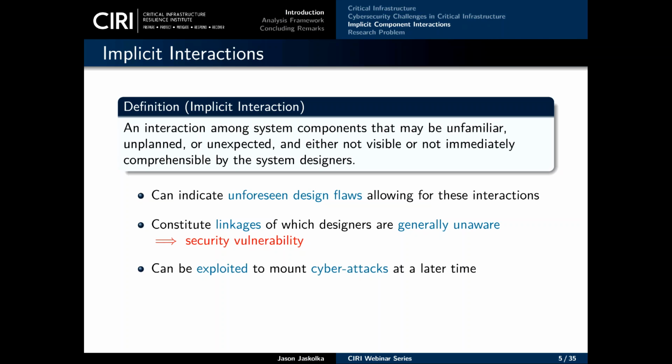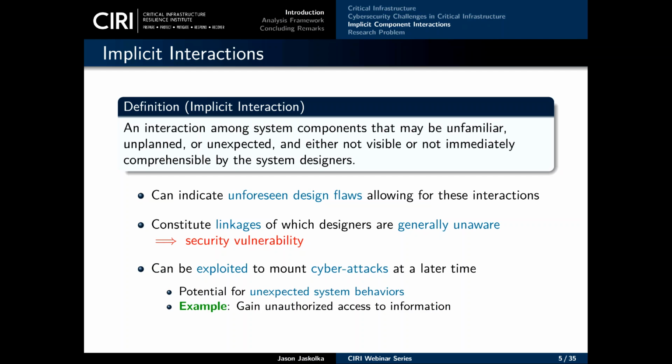And what this means is that if one of these interactions is exploited, you can now have unexpected system behaviors that your system exhibits that you never thought were even possible. And one possible example of these kinds of behaviors is that all of a sudden you may find that one of the components of your system, whether that's a software controlled component or a human actor in a process-based system, now has some unauthorized access to information. And this can compound into more and more problems.